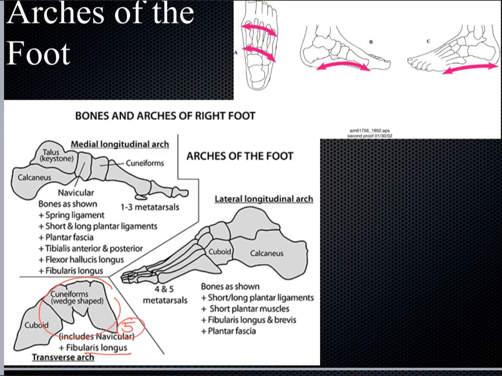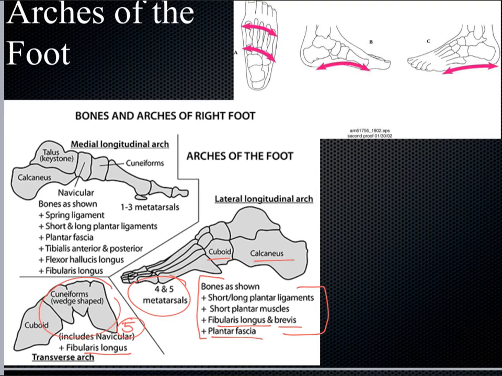Now let's move to the lateral longitudinal arch, which is here. We can see that the lateral longitudinal arch contains the calcaneus and the cuboid for sure. It contains all of the metatarsals 4 and 5. Okay, and then last but not least, there are lots of ligaments that also make up the lateral longitudinal arch. The fibularis longus and brevis are the muscles. Plantar fascia, at least the lateral part of the plantar fascia will, and many of the lateral muscles of the intrinsics of the foot will also do that as well.